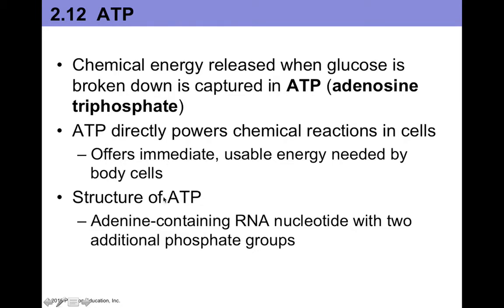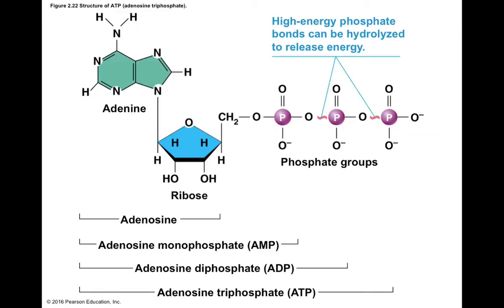And the structure of ATP is you have adenine with a ribose nucleotide and three phosphate groups. Between each of these phosphate groups are high energy bonds that can be used for different types of work within your body cells. So this is just showing the general structure of ATP. Remember, you have the adenine bound to a ribose sugar and then three phosphate groups.